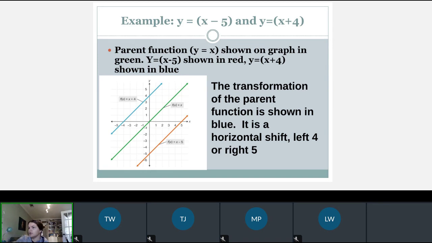So green line is our parent function. We have the line y equals x minus 5. It's happening inside parentheses, so it's horizontal. So that means it's going to be moved to the right 5 units, and there's our line. In blue, we have y equals x plus 4. It's going to move to the left 4 units, and there's our same line. It's the same line, same slope. We just have changed the input. Okay, so horizontal and vertical shifts look kind of similar. The slope is going to stay the same.